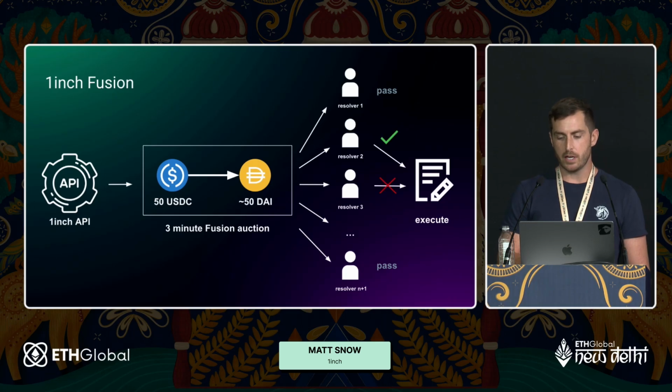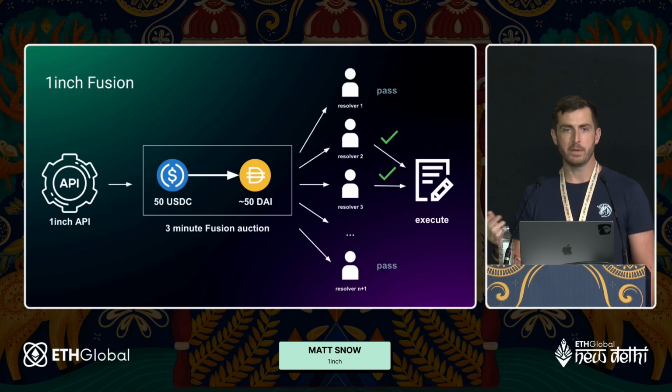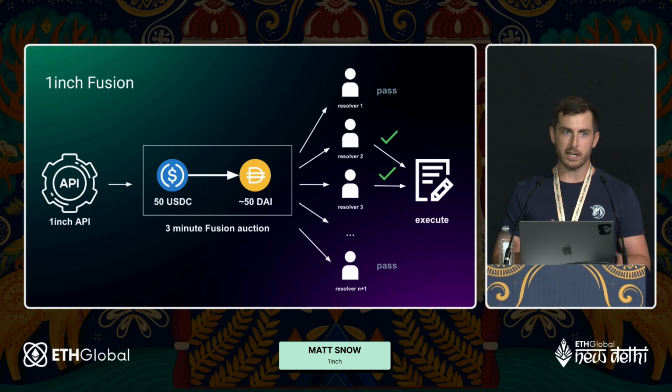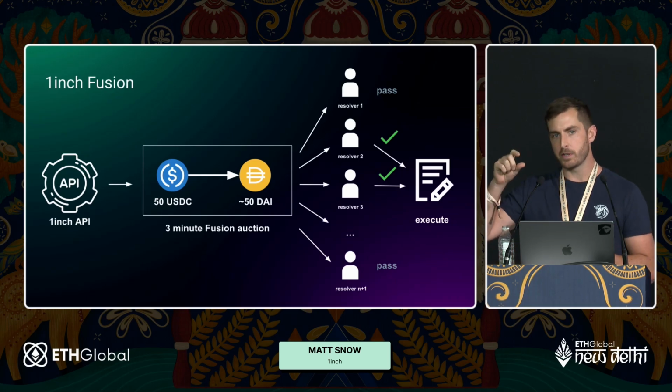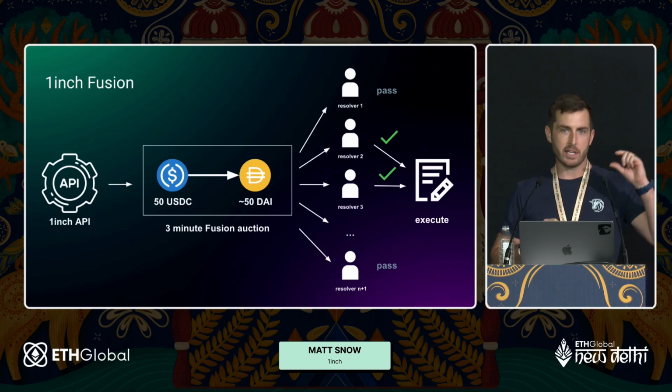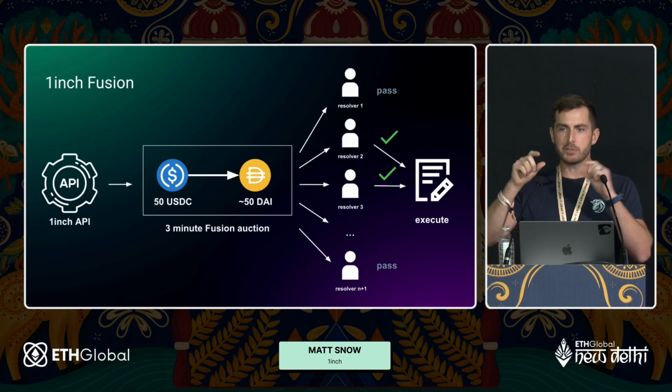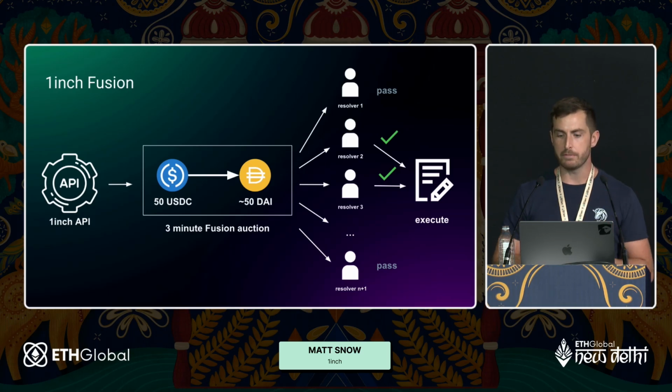So in this case, we can have two resolvers actually fill an order. The user has a feature where they can enable partial fills. So if, say, in this case, resolver 2 sees part of the order is profitable for them, they can say, okay, I'm going to take part of this order. Another resolver says, okay, I'm going to take this part of the order, and they can keep chipping away at it until the order is completely filled.